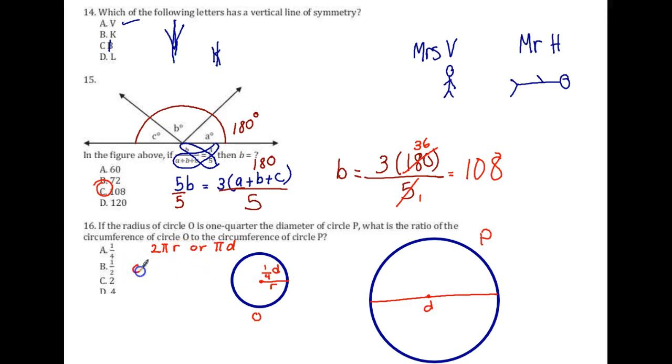So, O goes on top over P equals, now, we said that r here is 1/4 of D. So, this r, I can replace it here with 1/4 of D. So, I'm going to have my 2 pi times 1/4 of D. Now, the reason I'm doing this is because I need it to have the same variable, so I can simplify it. And the circumference of the big circle is just pi times D.